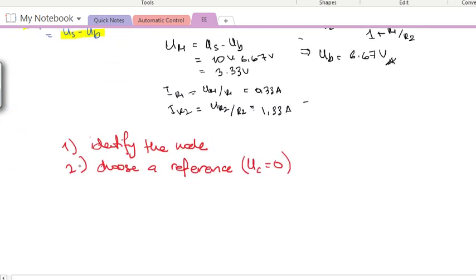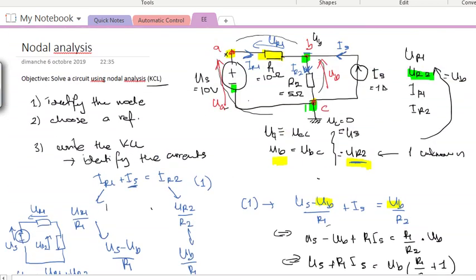Once you have chosen the reference, the third step would be to write the KCL. And of course, at the end, once you've written the KCL, you develop your KCL and solve the equations. So that's all for nodal analysis, and I suggest for you to do different examples and exercises that you can find in the slide. So that's all for now. Thank you.